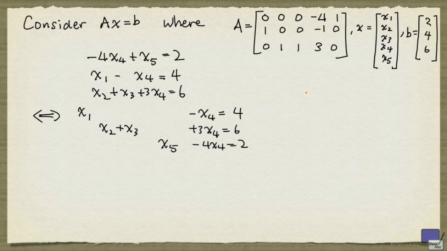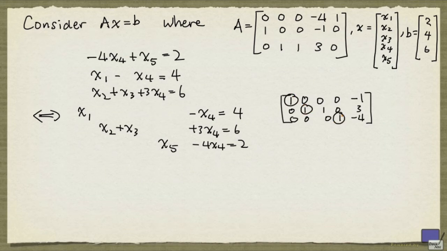Now, the coefficient matrix of this system is given by this. This matrix satisfies a number of properties. First, the leftmost non-zero entry in each row is 1. Such a 1 is called a leading 1. Second, all the entries above and below these leading ones are all 0. So these are my leading ones. And also, the leading one in a particular row is to the right of any leading one above it. This matrix is said to be in reduced row echelon form.